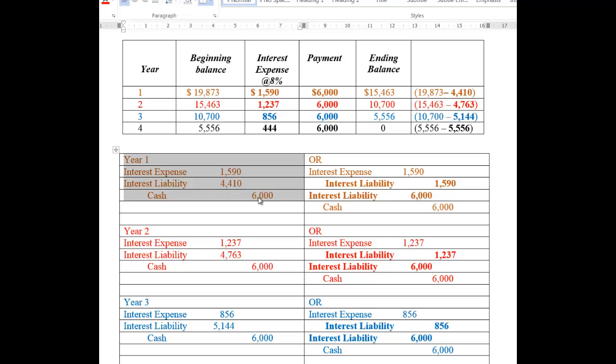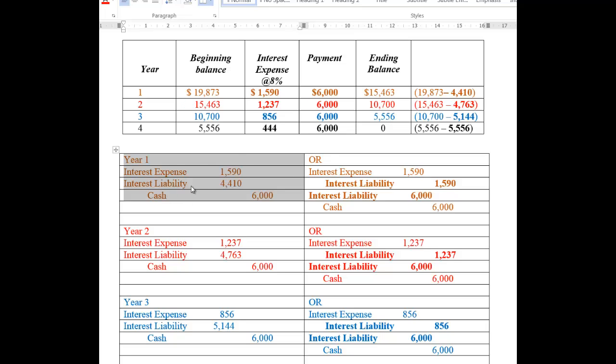It's the difference between the amount of cash paid out and the amount of interest expense booked, because this interest expense also has the impact of increasing the interest liability, and the cash payment will reduce the liability. And the net effect on the liability is to reduce it by $4,410. Hence your $4,410 here, which gives you an ending balance of $15,463.